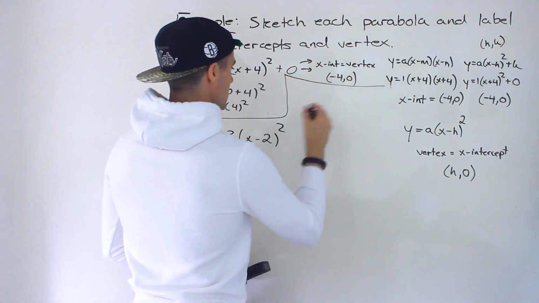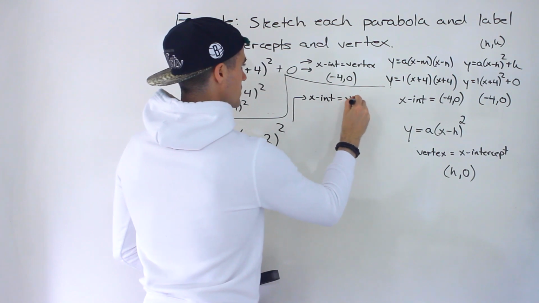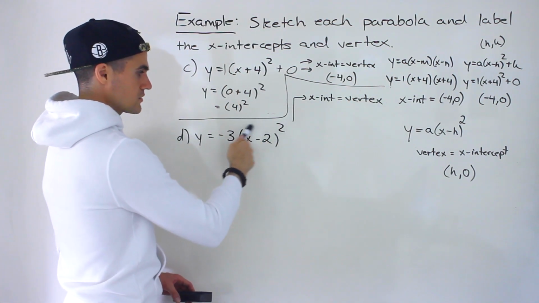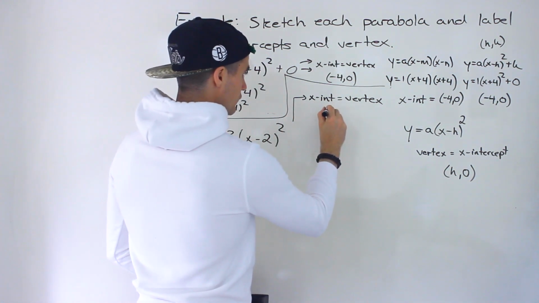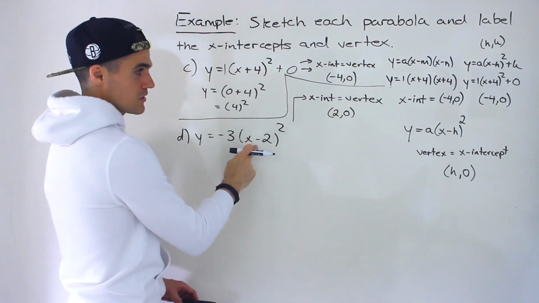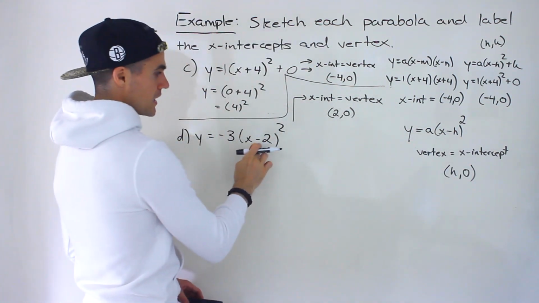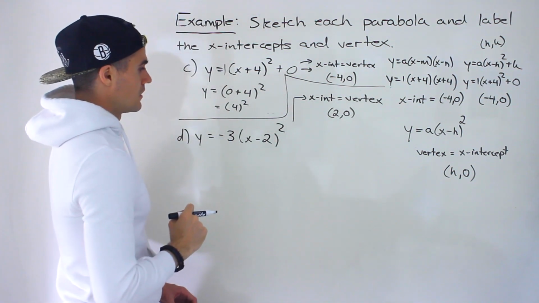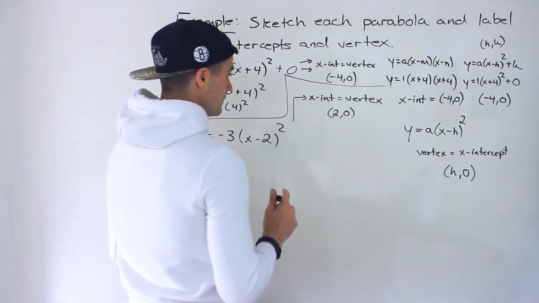So with part D, the x-intercept and the vertex are the same, right? Notice we only have one factor here, and it's squared. And so the x-intercept and the vertex, they're happening at 2 and 0, right? It's always going to be the opposite sign, x minus h, x minus 2. H and 0, 2 and 0. Okay, so the x-intercept and the vertex is at 2 and 0.